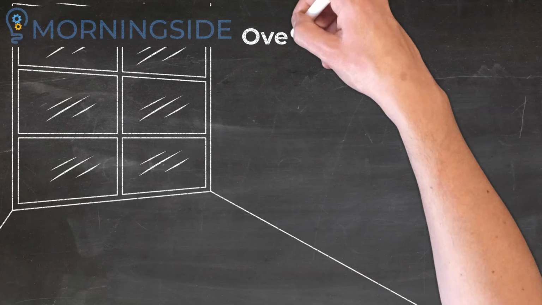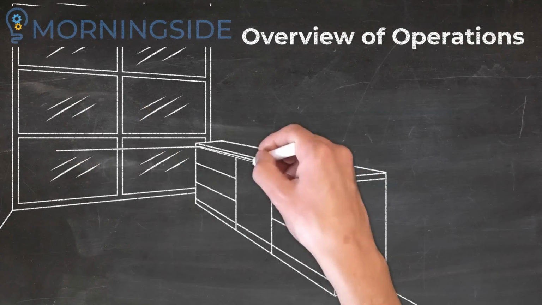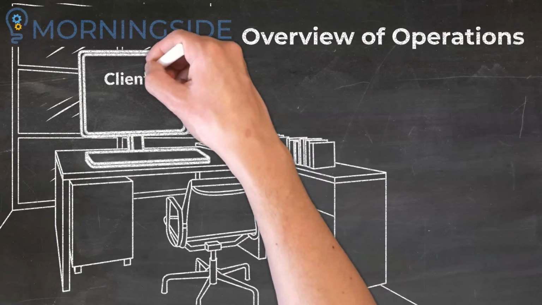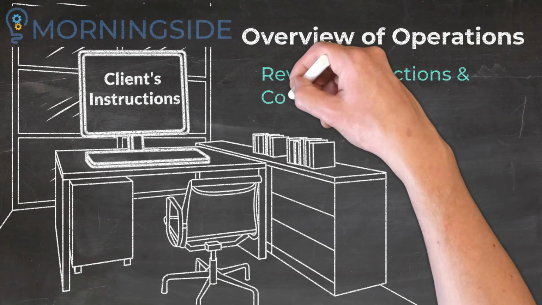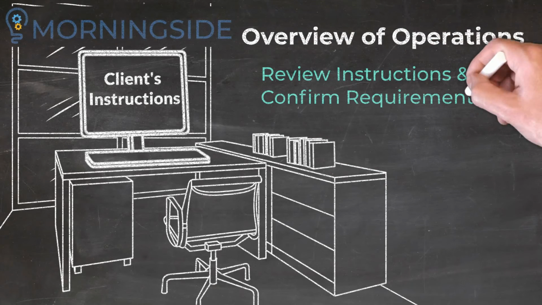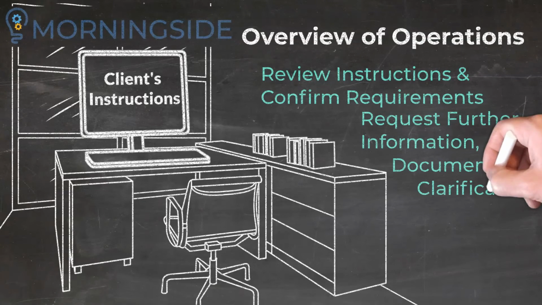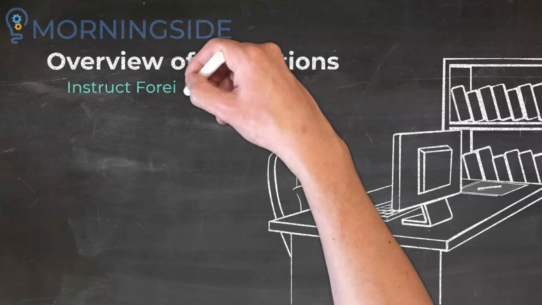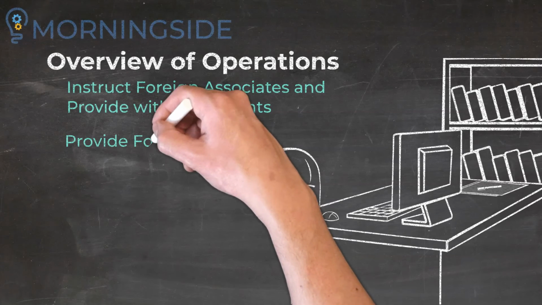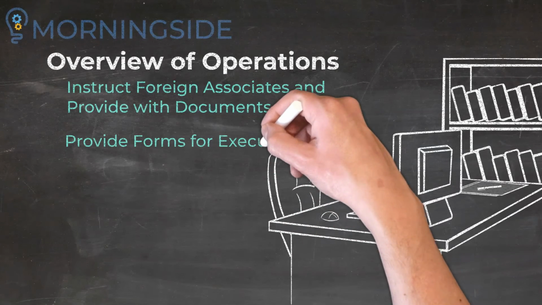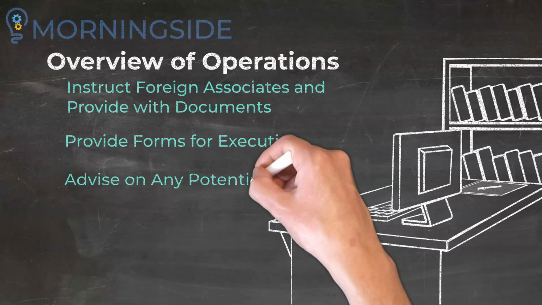Let's briefly overview Questel's operations for managing direct Paris Convention, PCT international, or national phase filing cases. As soon as we receive clients' instructions, we thoroughly review them along with any included documentation, checking them against the online registers. We check the various requirements and confirm the deadlines. We request any missing documentation or information that may be required. We then instruct our filing associates, providing them with the necessary documents and any special instructions. Our formalities team gathers any forms for execution to provide to the client. We also advise the client if we receive information from our associates regarding any potential issues.